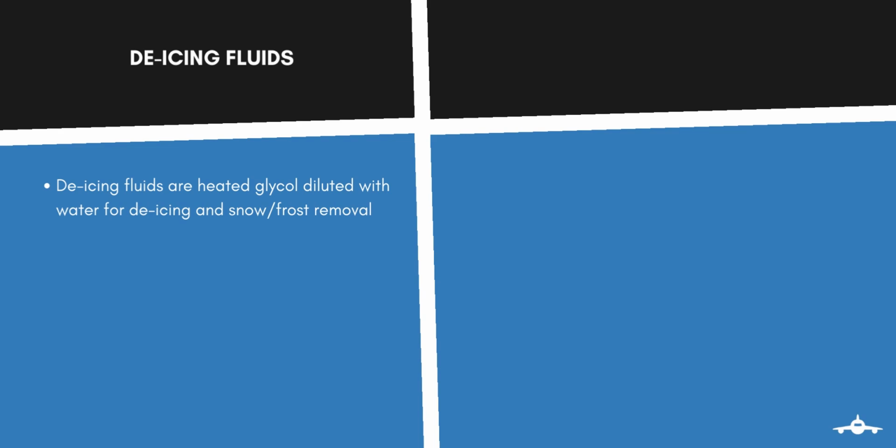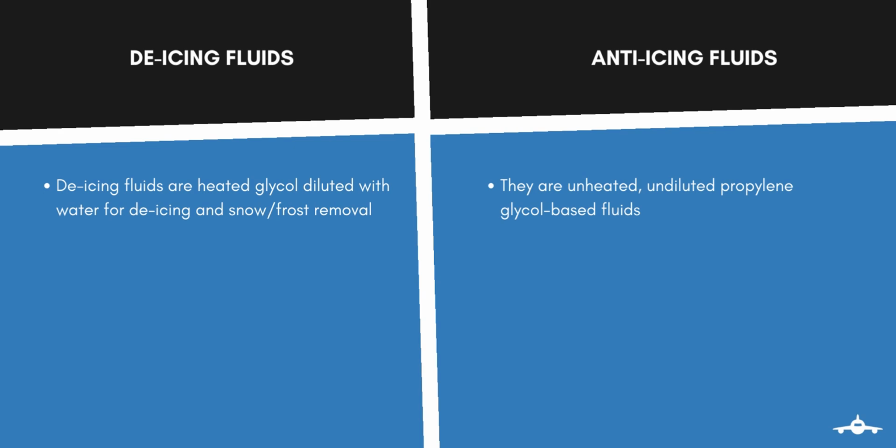So we have known till now that de-icing fluids are heated glycol diluted with water for de-icing and snow or frost removal. Then what are anti-icing fluids? Well, they are unheated, undiluted propylene glycol based fluids used to retard the future development of the ice or to prevent falling snow or sleet from accumulating.